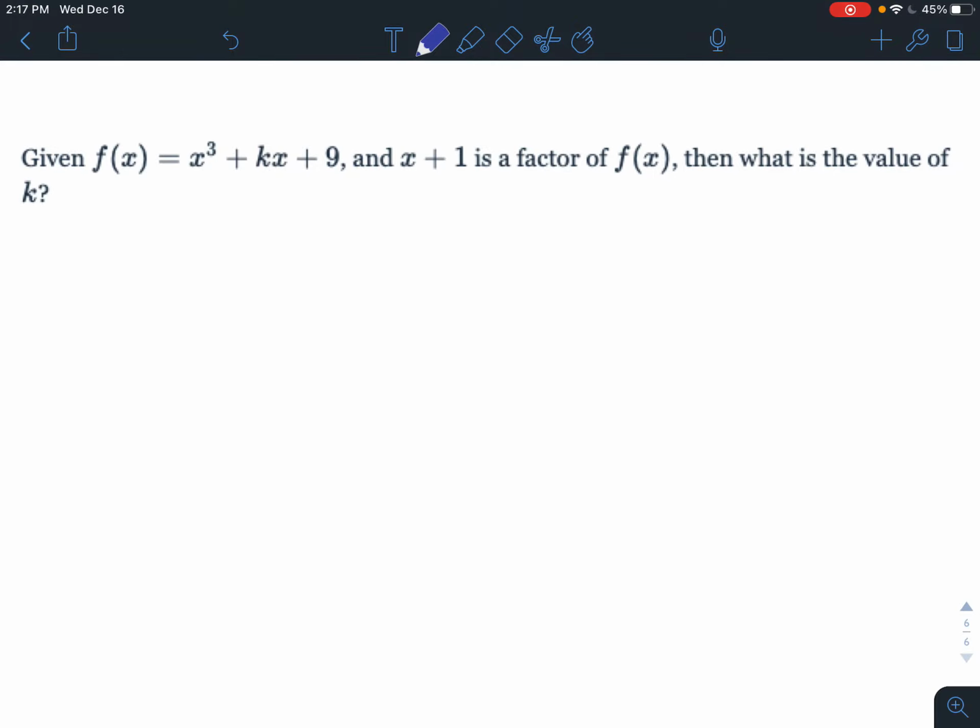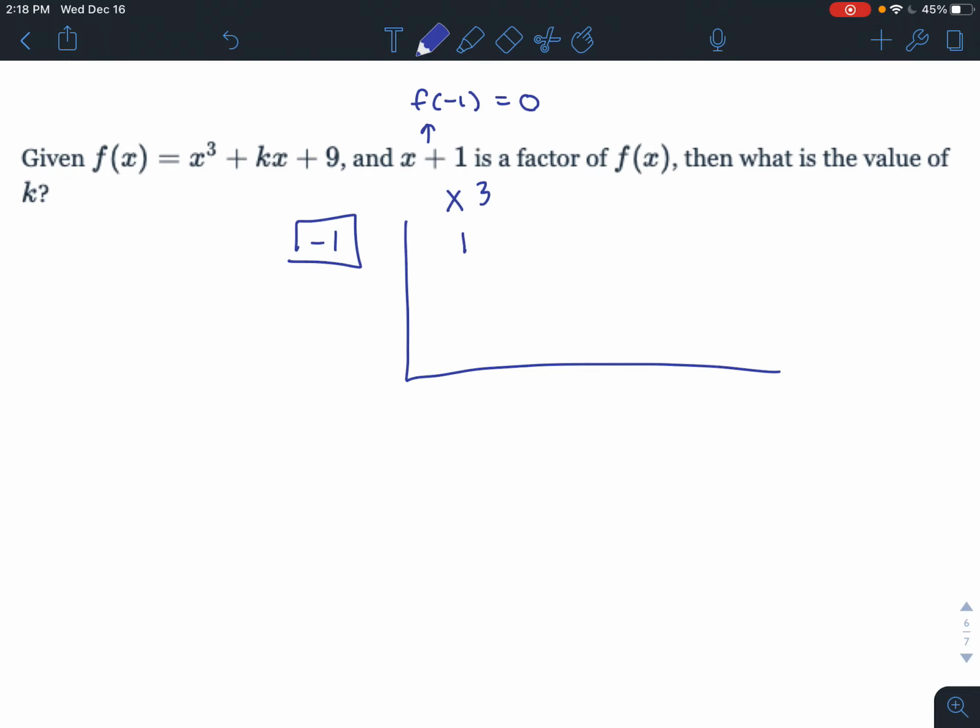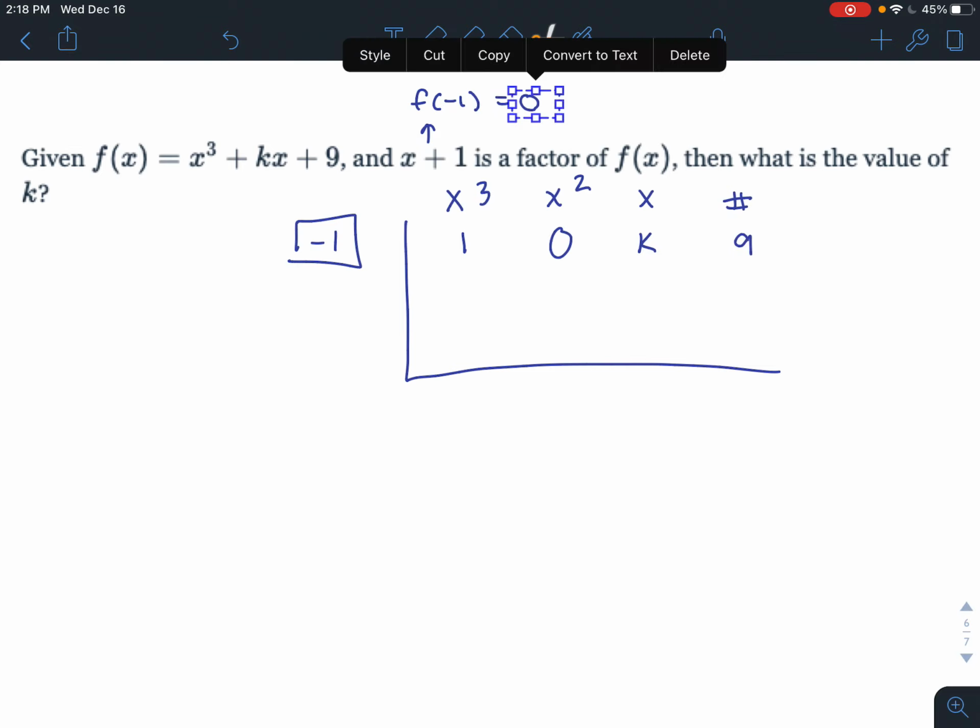Our second example is very similar. We have x cubed plus kx plus 9. Again, no x squareds in this problem, and again, we're told that x plus 1 is a factor. So we're going to have a lot of the same setup. This tells us that f of -1 is equal to 0, so -1 is going in my box. I have 1x cubed, no x squareds, k x's, and 9 constants at the end.